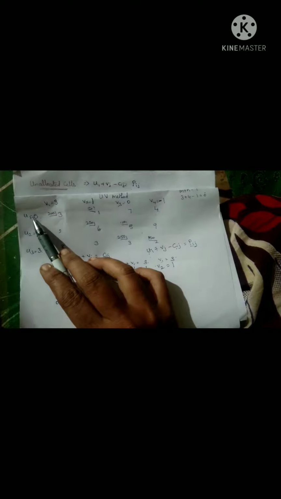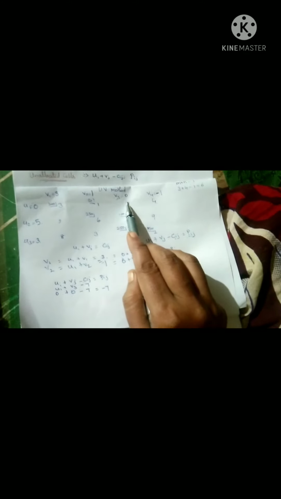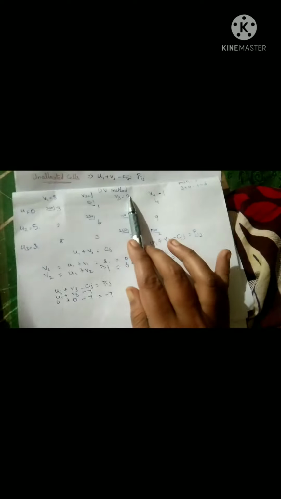First unallocated cell is U1 V3. So I framed the formula as U1 plus V3 minus 7, because here it is the Cij value. The Cij value is the value inside the unallocated cell. So I am receiving U1 as 0 plus V3. Here V3 is also 0. Minus is a common factor and 7. So finally I am receiving minus 7. By this, we have to find out the values of all unallocated cells. So for this I received -7, -5, 6, -5, -2 and 1.